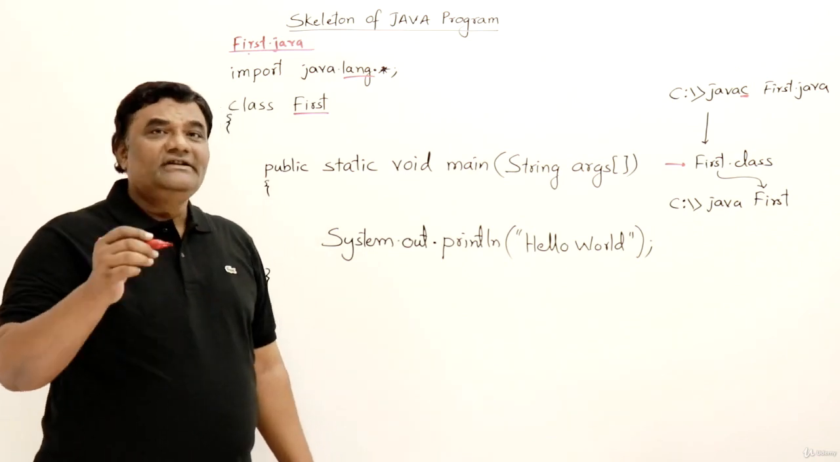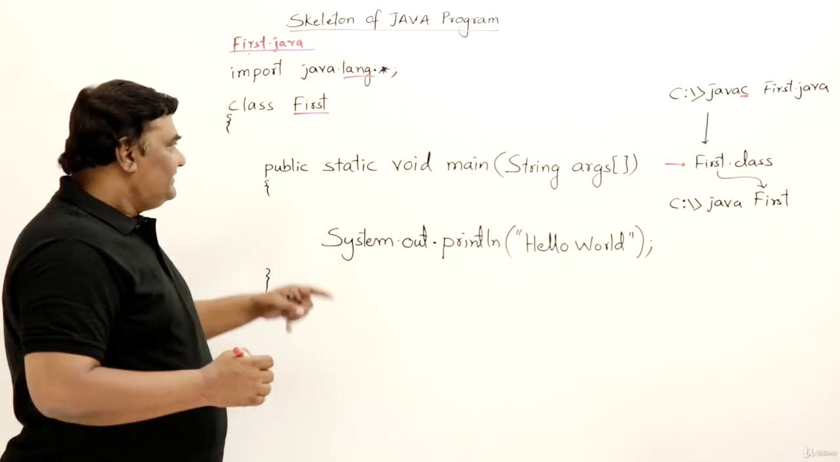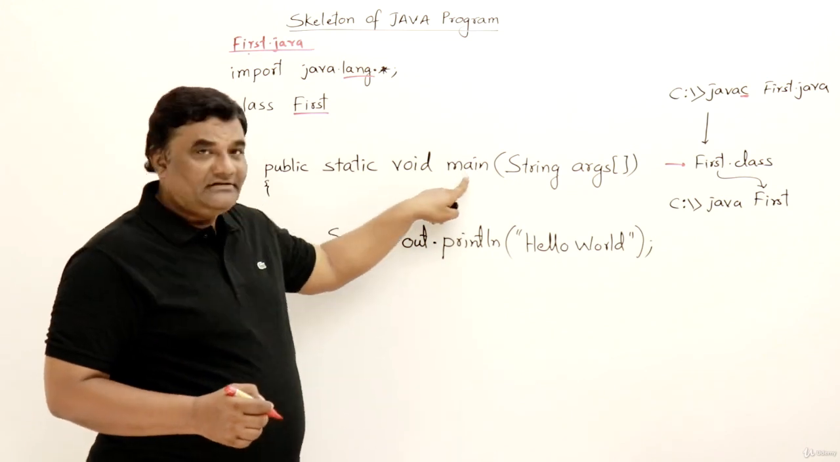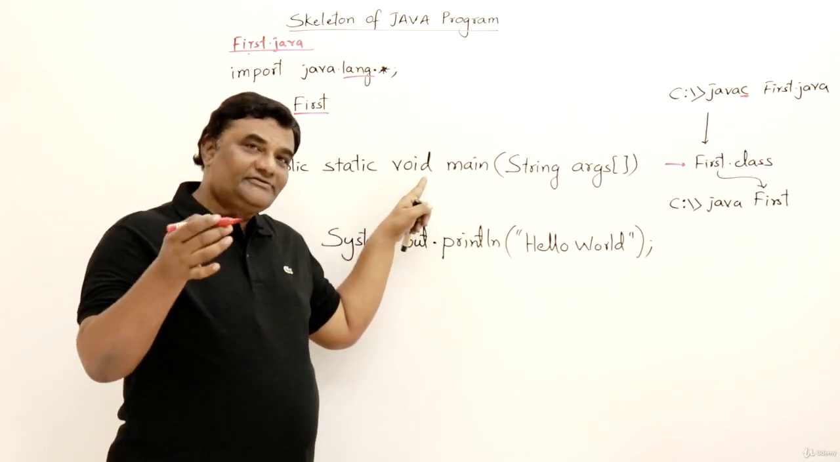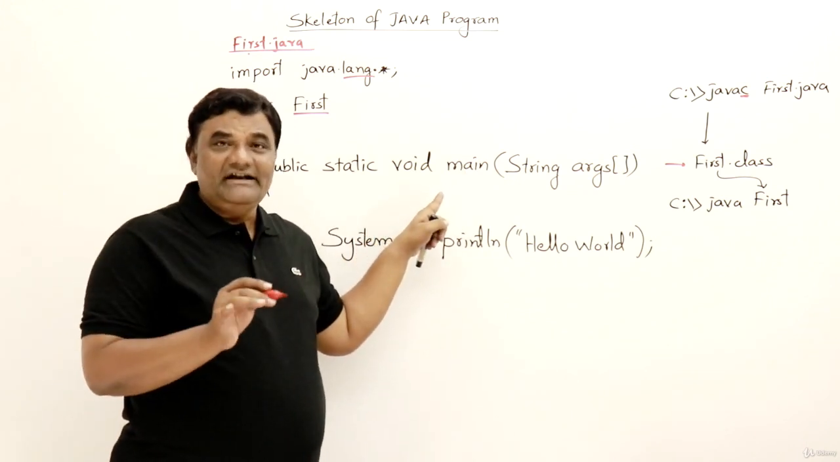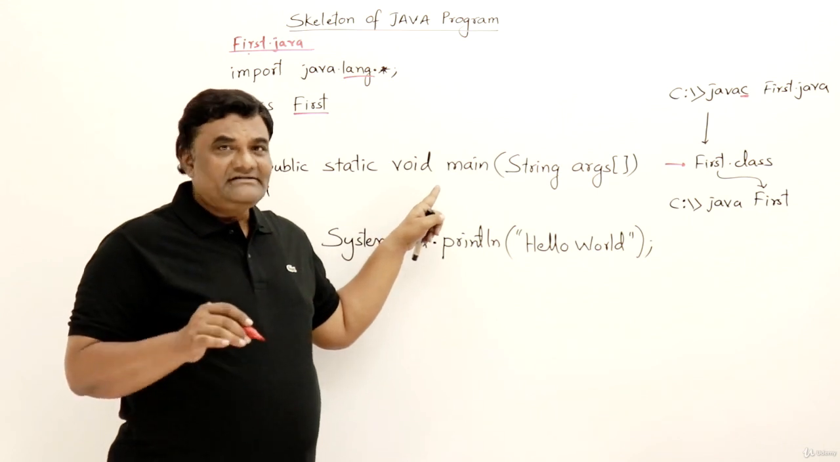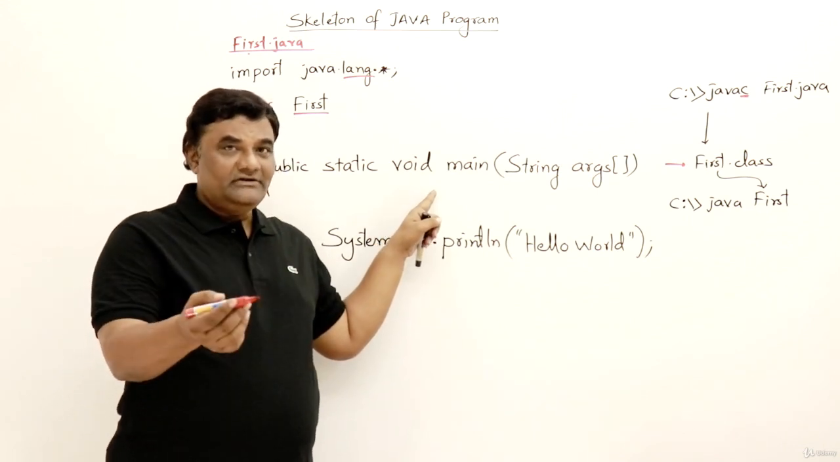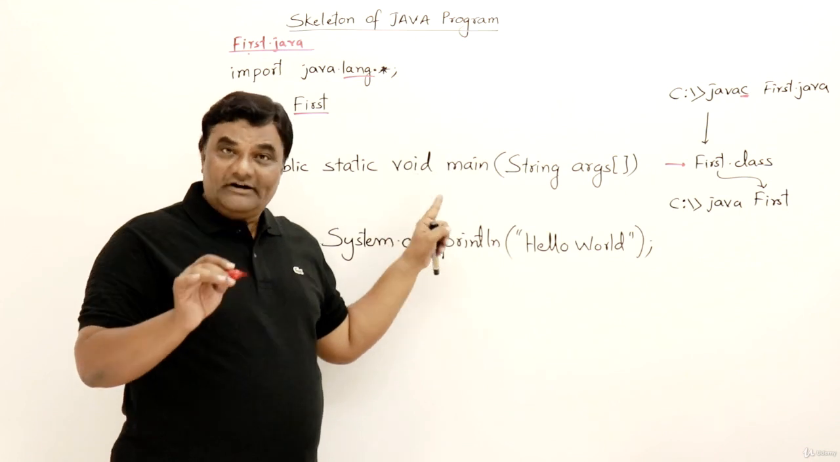Now let us go into little details of this one. See, main method. It should not return anything, so it must be always void. You cannot write int or anything there. Right? In C++ you can write void or int also sometime, but here void always.